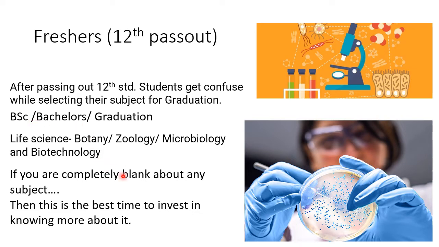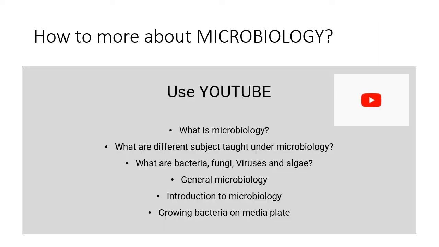So if you are completely blank about this subject, for example here as we are talking about microbiology, a little bit of introduction is given in 12th standard. Okay, like germs, antibiotics, what is fungi, what is bacteria, what are prokaryotes, what are eukaryotes. So that is the basics which you have in 12th. If you find all those topics interesting, then you should go for microbiology or biotechnology. Now if you are completely blank about both these subjects, what is the difference, or what is the scope of this particular subject, then this is the best time to invest in knowing more about it.